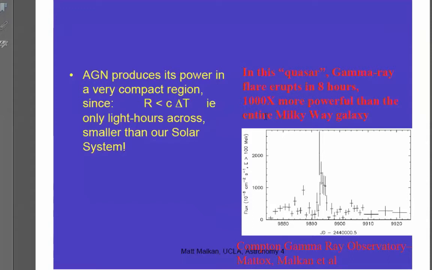Two more examples to show you. The thing became ridiculously bright. This is how bright it was in the gamma rays, much, much brighter than the Milky Way galaxy over just a matter of hours. And then it faded back.